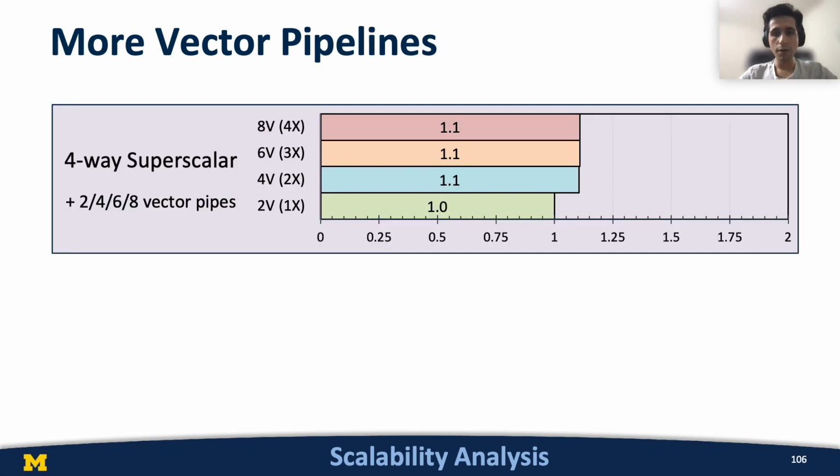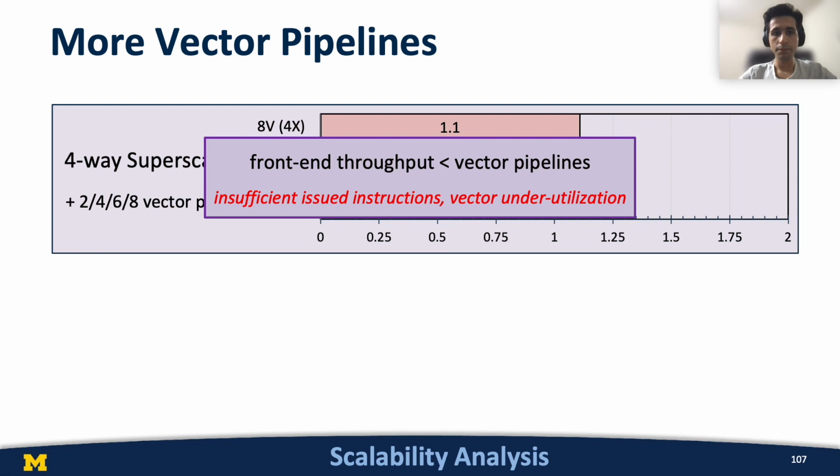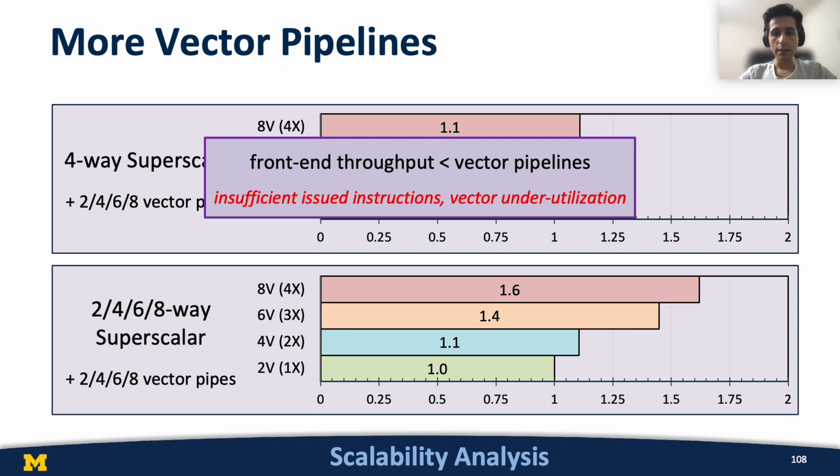Next, we increase the number of vector pipelines from 2 to 4, 6, and 8 for a 4-way superscalar core. We observe that performance is not scaled on top of a 4-vector pipeline design. This is because insufficient instructions are issued to the vector pipelines from the front-end modules, which reduces the utilization of the vector pipelines. In the second experiment, we also increase the number of superscalar ways with the vector pipelines. We observe that performance is weakly scaled with more vector pipelines.